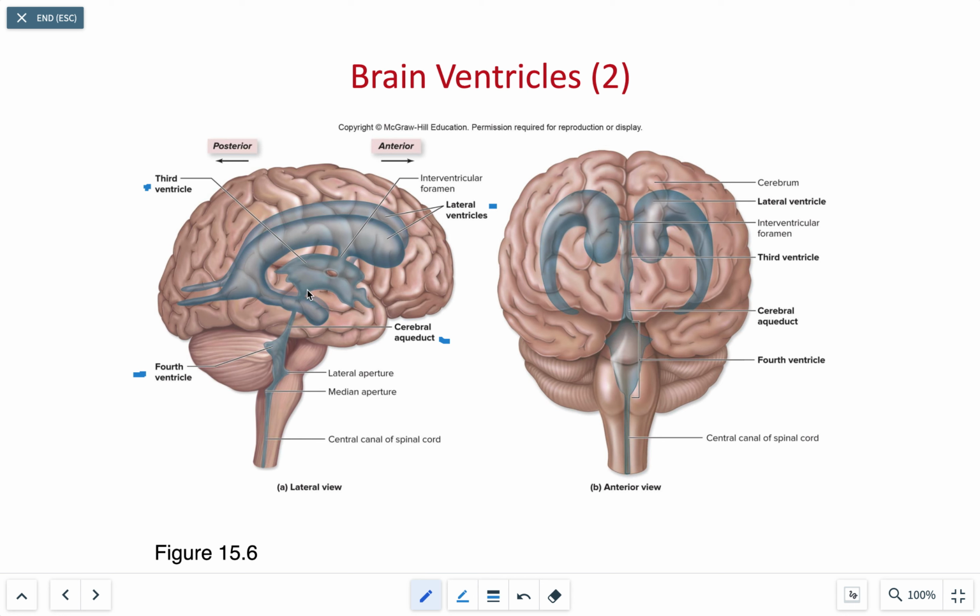It would then go through the cerebral aqueduct, and through the cerebral aqueduct, this is contained between the third and the fourth ventricle. And then eventually it'll come into the fourth ventricle where it narrows at the inferior end, and it's going to either go through the lateral aperture, which is an opening, median aperture, or down through the spinal cord.